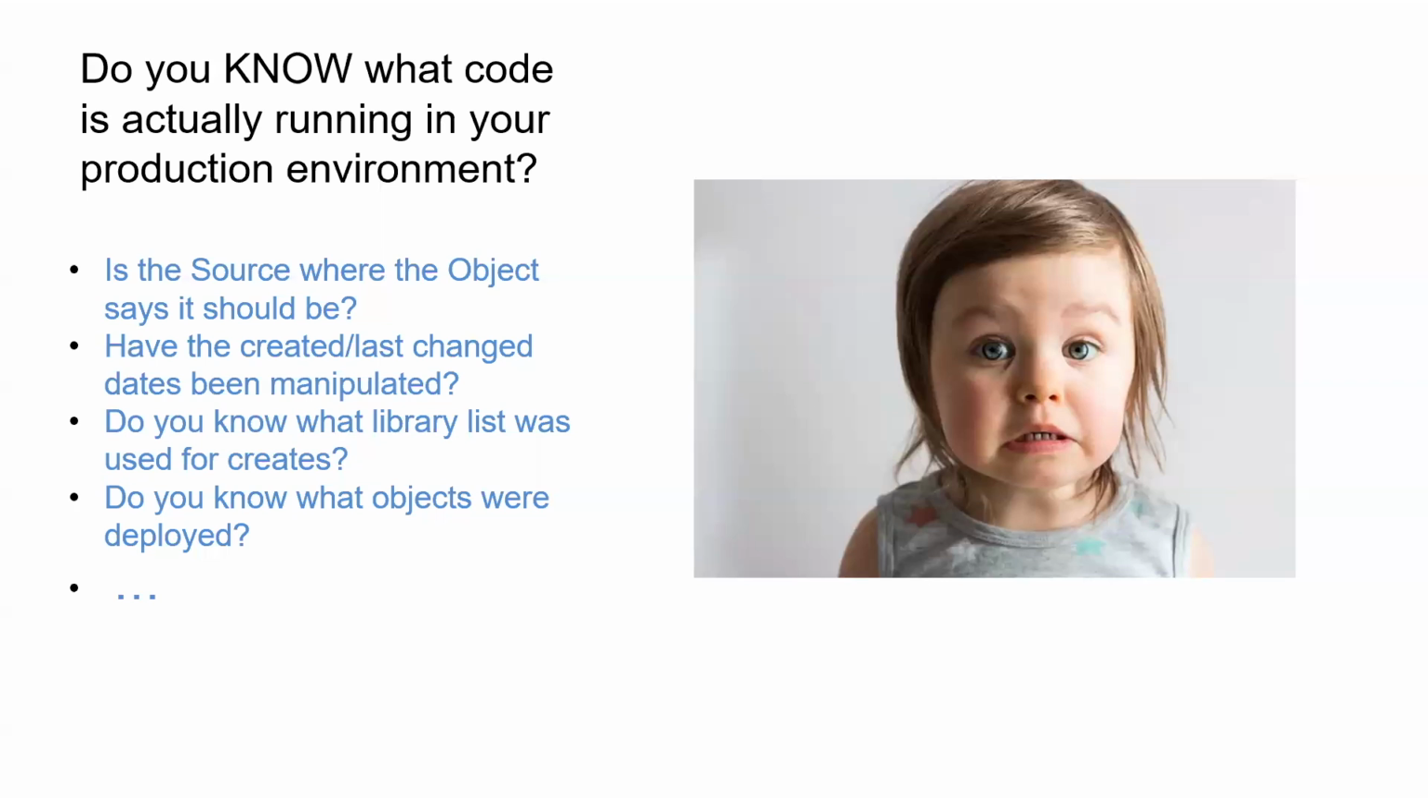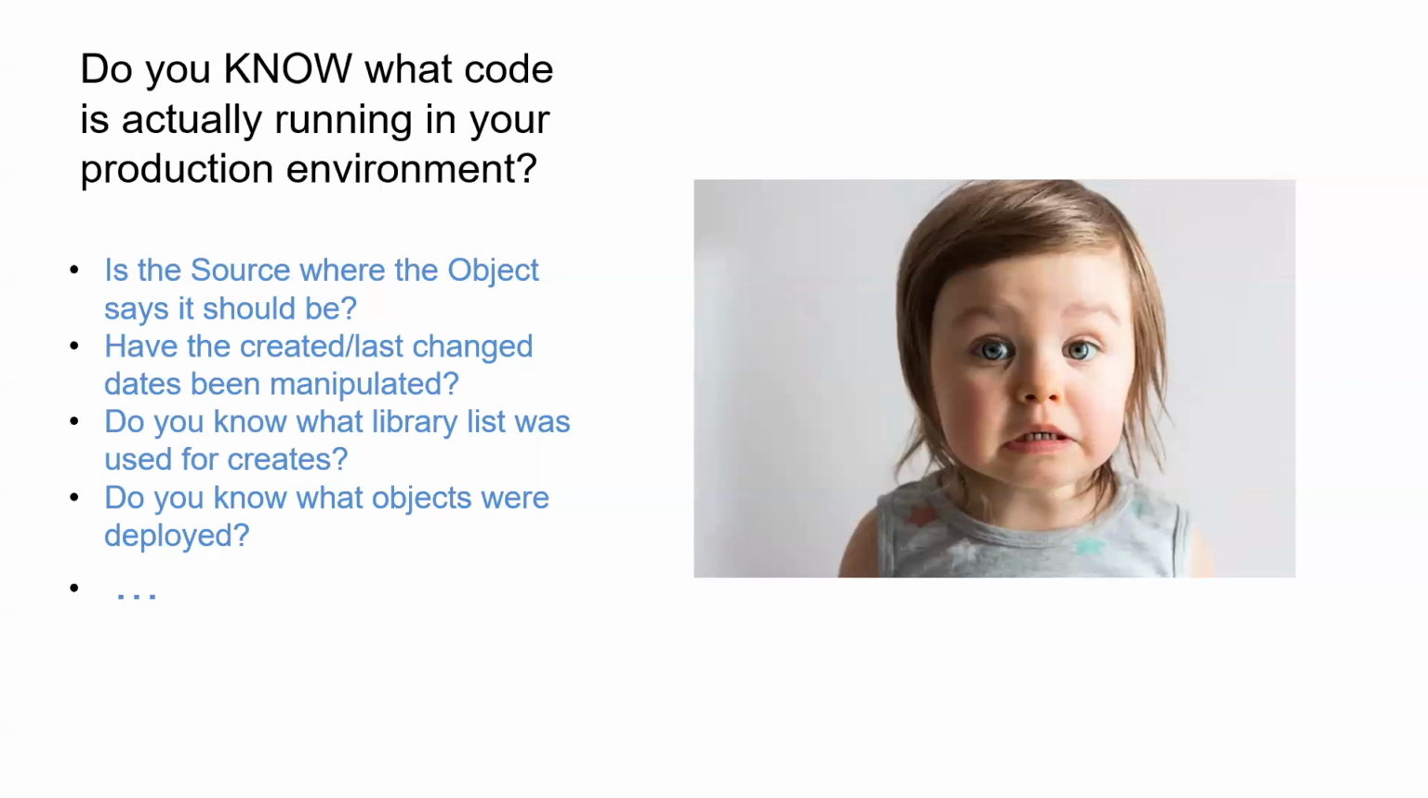So one of the things we want to make sure is that you always know exactly what source the objects you're running were created from and where that source is at any moment in time. You make sure that the creation dates, one of the things you can do on the IBM i is you can actually manipulate those creation date and time stamps. So you can actually change them. You want to make sure that's not happening.